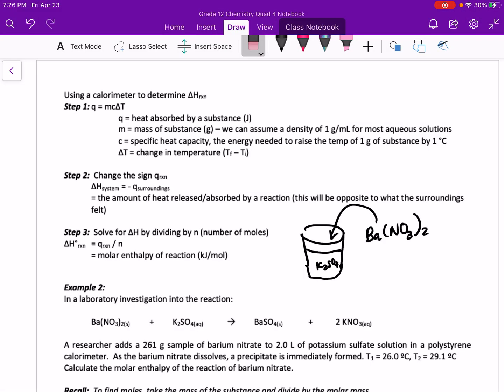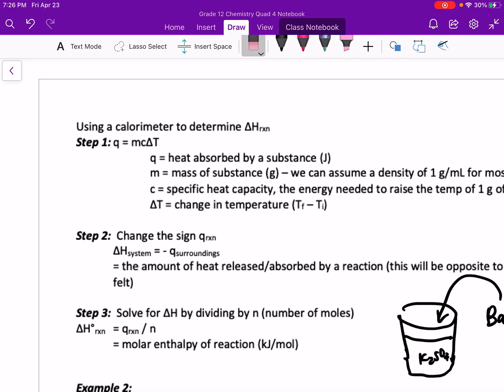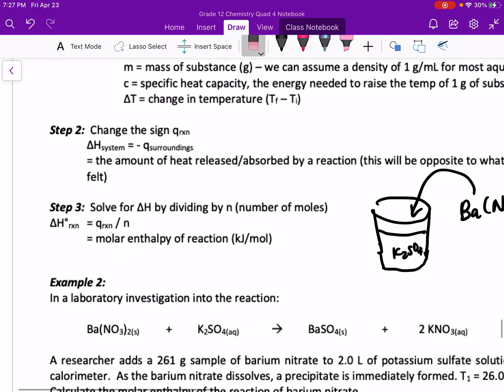We're going to look at calculating the molar enthalpy using a calorimeter. In our first step, we need to calculate the heat absorbed by a substance. Once we have the heat absorbed, we are going to find the delta H of the system by using the relationship between delta H of the system and negative Q of the surroundings. Then we're going to solve for delta H by dividing by the number of moles to give us our molar enthalpy of a reaction with these units of kilojoules per mole.